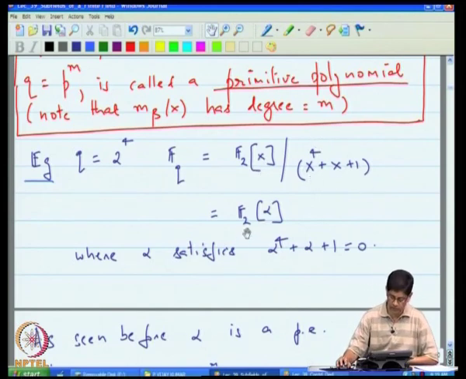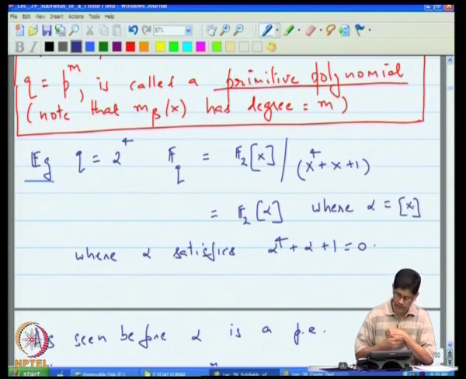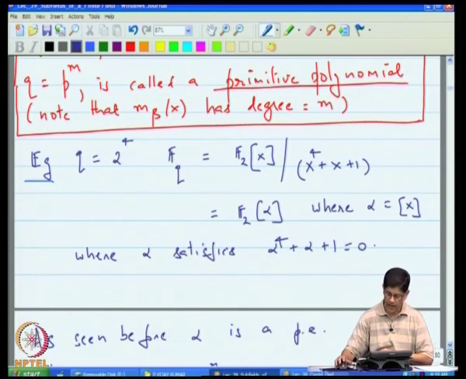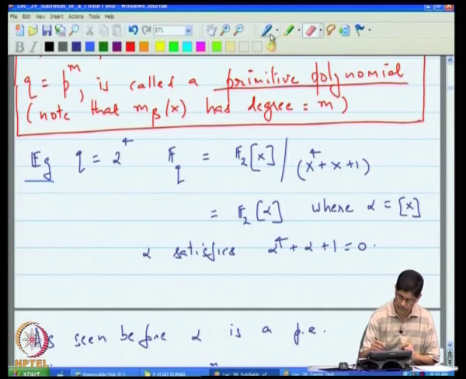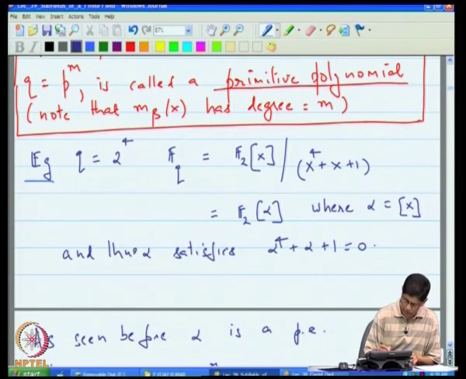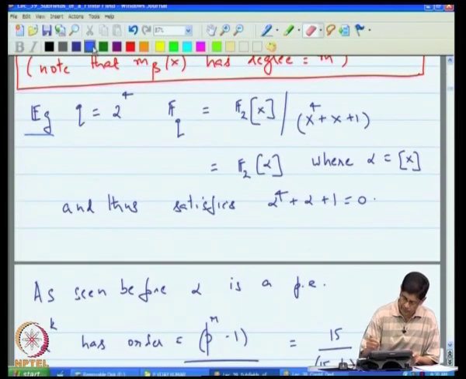And this can also be expressed in the form F2 polynomials in alpha, where alpha really denotes the equivalence class of x in this field. Let me just modify that to say where alpha equals this and thus satisfies this particular equation.